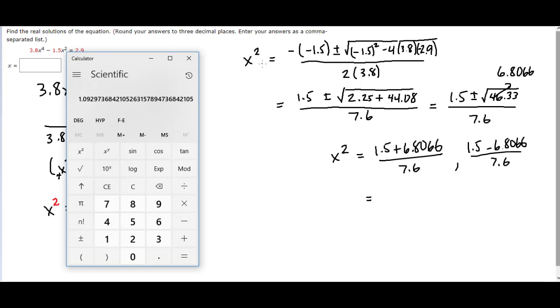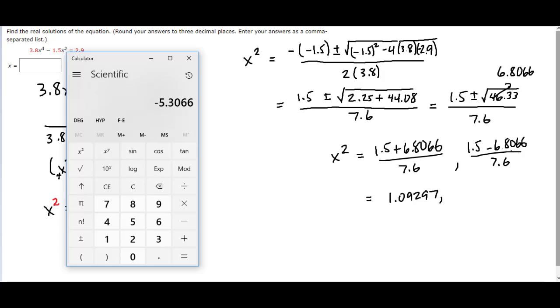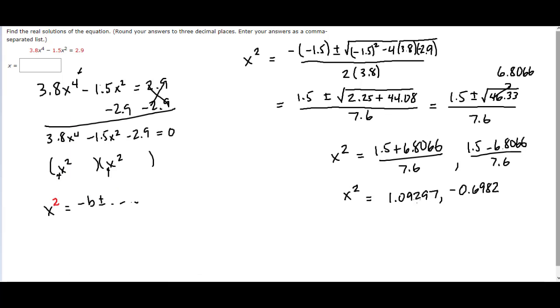So I get 1.09297. Now on this side, I have 1.5 minus 6.8066, and I'm going to divide that by 7.6. And so there I get negative 0.6982. Now keep in mind these are x squared values. So if we want to find x for those two values, let's go over here and break it up. We have x squared equals 1.09297. If we take the square root of both sides, remember when we do the square root method, we need to do plus or minus whatever this result is.